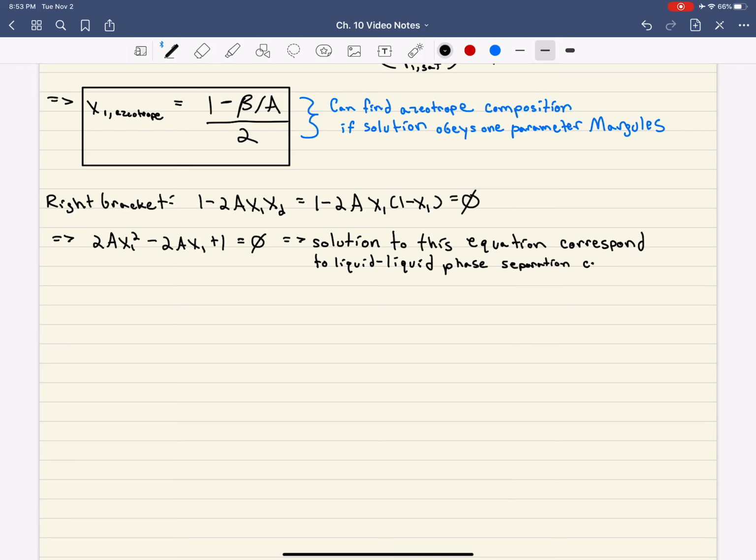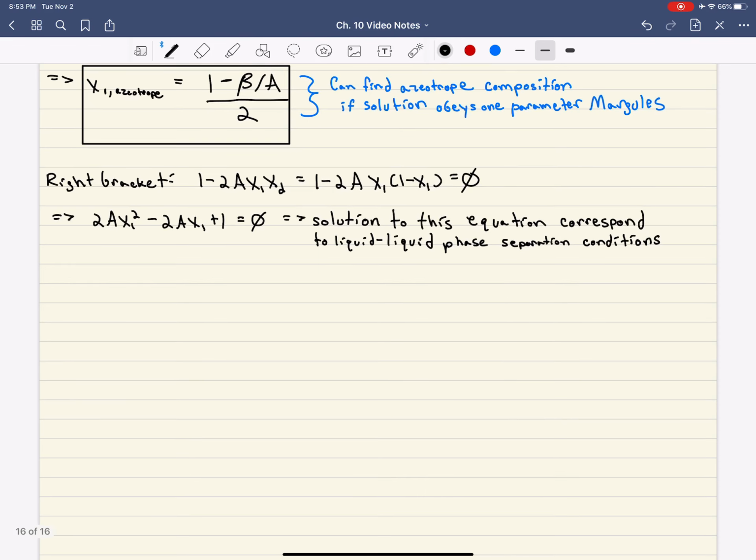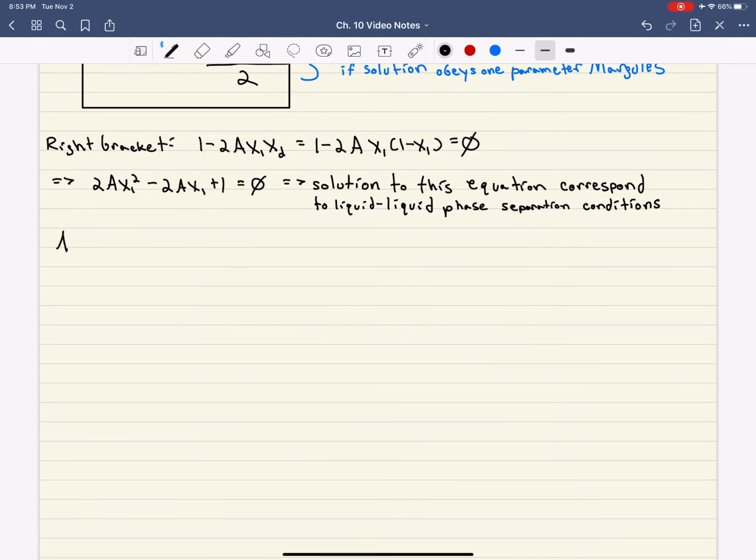Okay? And the reason for that, I'll actually talk about in later videos, about why this represents liquid-liquid phase separation rather than an azeotrope. I'll talk about that more later. But essentially what we could do is rearrange this equation to give us a value where we say A is equal to 1 over 2 x1 times 1 minus x1.